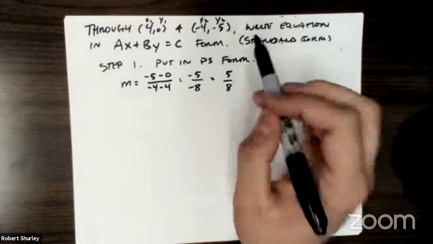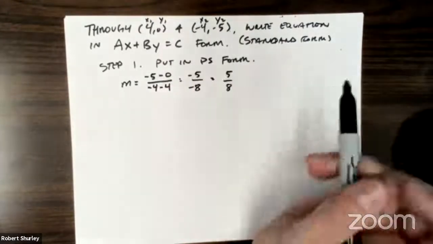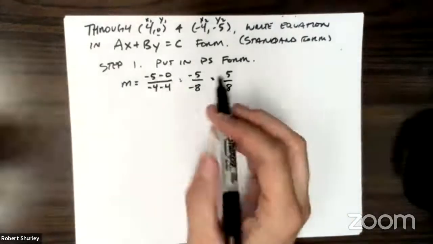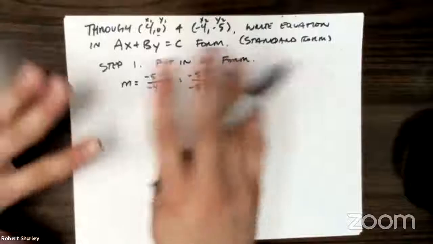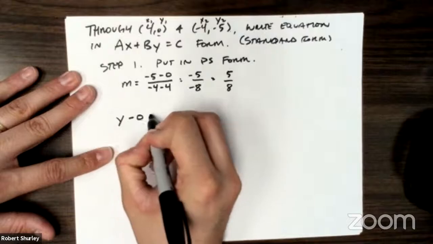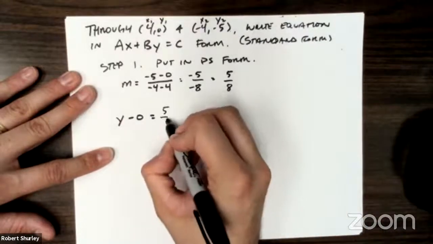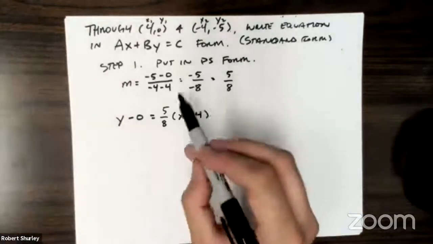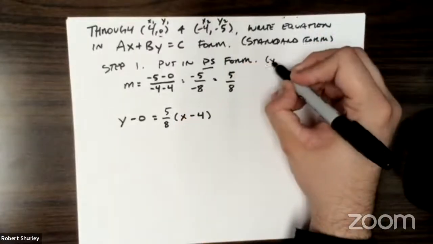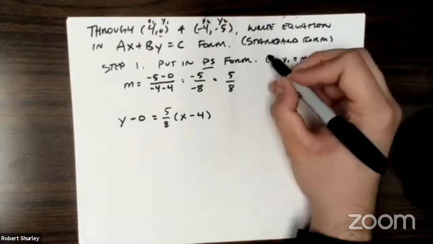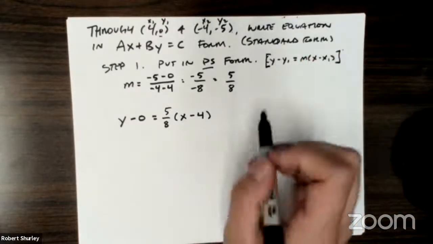Okay, so now let's put this in the form. And again, it doesn't matter which one you choose, but if I've got an option with a 0, I'm choosing the 0. 0 makes our life a lot easier. Either way, we're still going to get to the same form. So we get y minus 0 equals 5/8 times [x minus 4]. This was point slope form: y minus y1 equals m times x minus x1. So first we put it in this form.